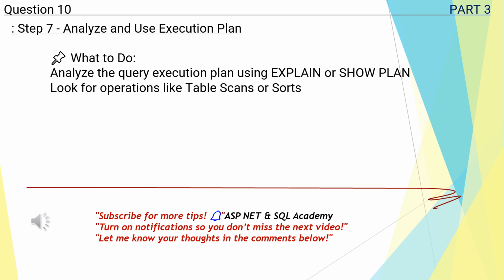Step 7 involves analyzing the query execution plan. Use commands like explain or show plan to get insights into how your query is executed. Look for operations like table scans or sorts, which might indicate inefficiencies in your query.